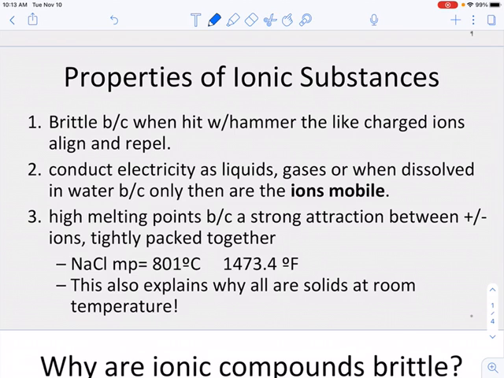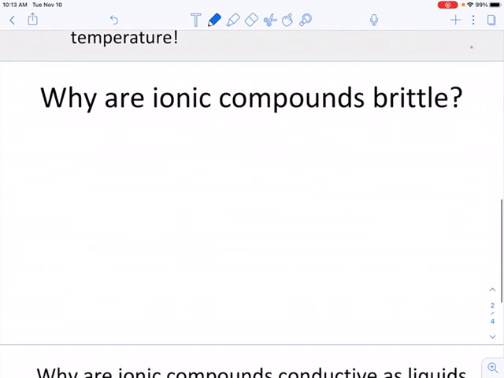I'm going to talk about melting point in a different screencast. In this one, I'm going to focus on brittle and conductivity. So why are ionic compounds brittle?